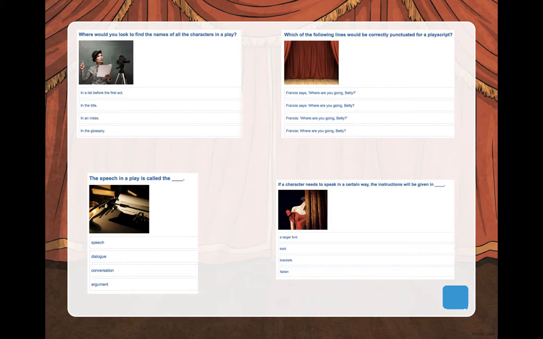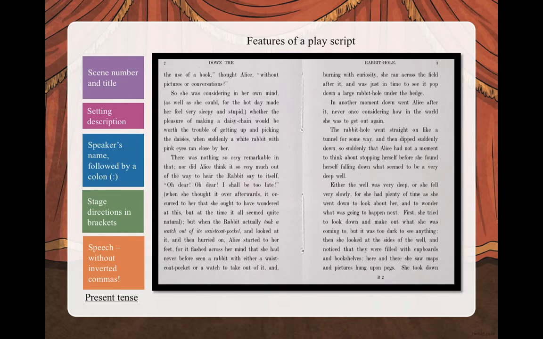So how did you do on this quiz? Did you manage to get 8 out of 8? Have you been able to recognize all the features of a play script? 8 out of 8 would be absolutely outstanding. If you got 7 out of 8, that's still very good. And if you got 6 out of 8, good. And if you got 5 out of 8, it's okay. If you got less than 5, you need to try and remember features of a play script. So let's move on.